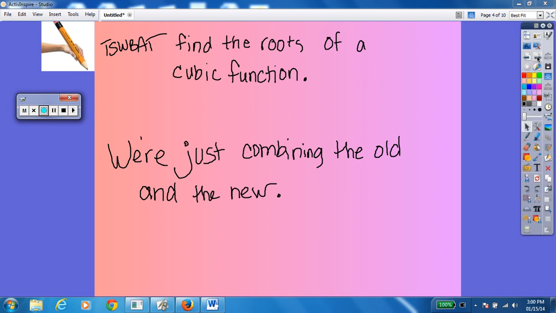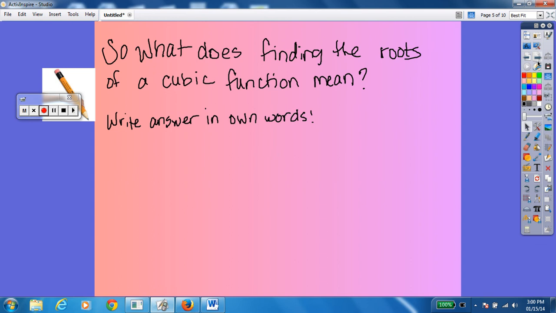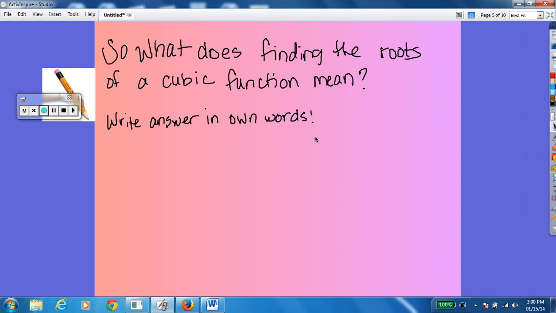Okay, so what does finding the roots of a cubic function mean? I just explained that, so take a second to write your answer in your own words. Press pause and do that, and then we'll be ready to go.